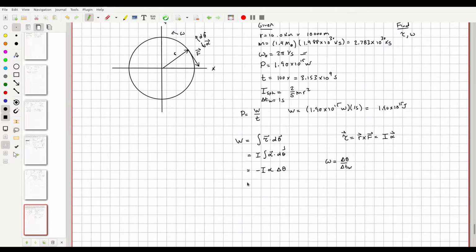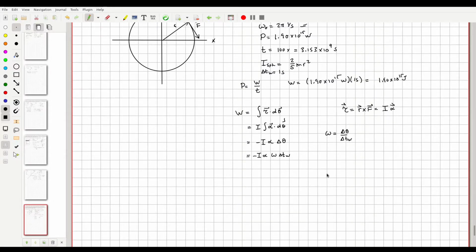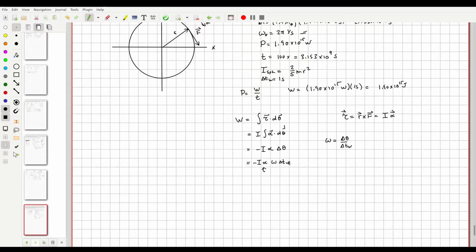Okay, so the work that's being done here is this much right here. This is equal to minus I times alpha times omega delta T sub W. So here I can find the angular acceleration that this thing would experience while I'm doing work over this small amount of time. And if we solve for that and note the fact that work we know is negative, then this is just a positive because it's going to be a negative times negative on one side, negative on the other side.